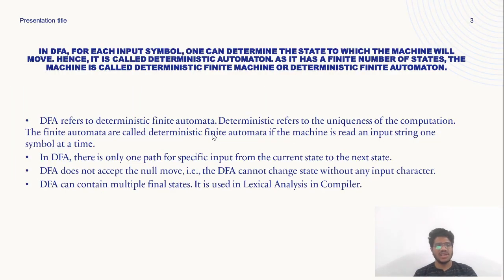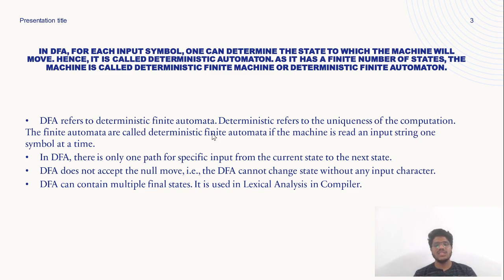Next, in a DFA, for each input symbol, one can determine the state to which the machine will move. Hence, it is called deterministic automata as it has a finite number of states. The machine is called deterministic finite machine or deterministic finite automation. DFA refers to deterministic finite automata. Deterministic refers to the uniqueness of the computation.